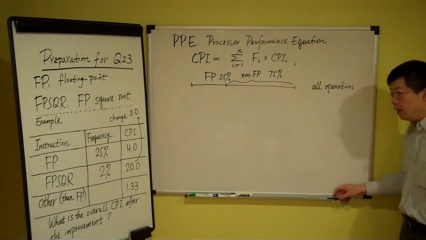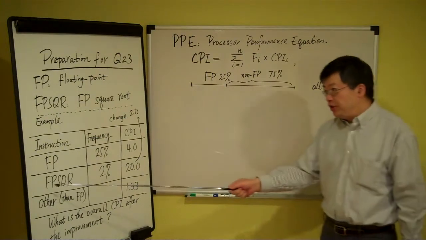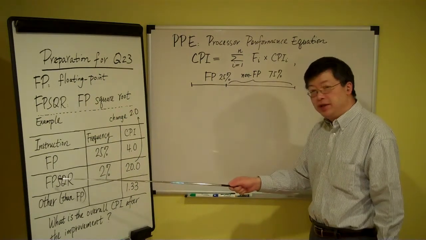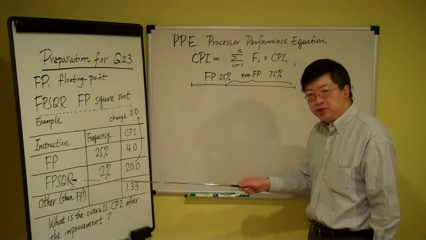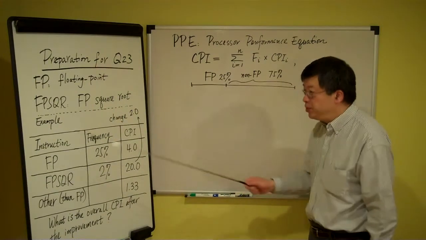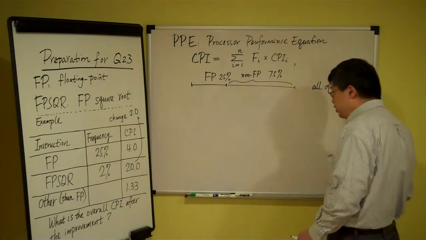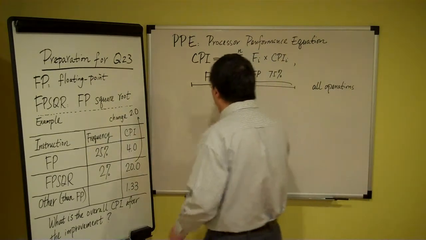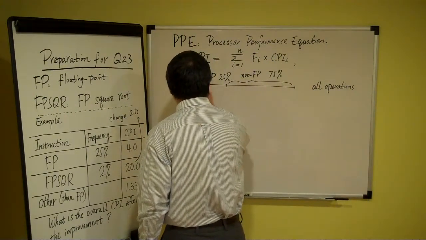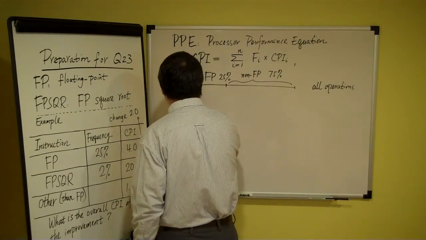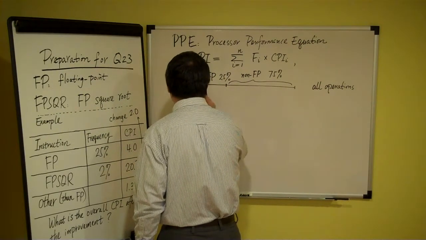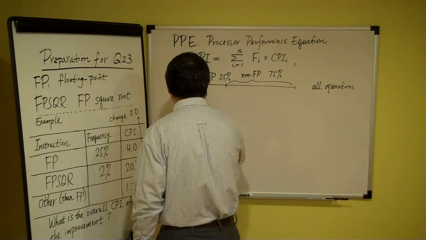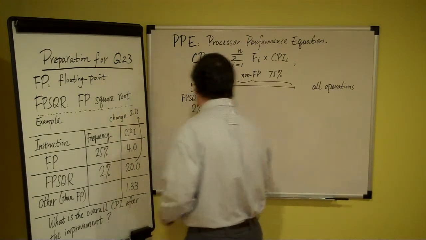Next, FP-SQR. We know this type of operation is part of FP. So it's inside FP. FP-SQR, 2%.